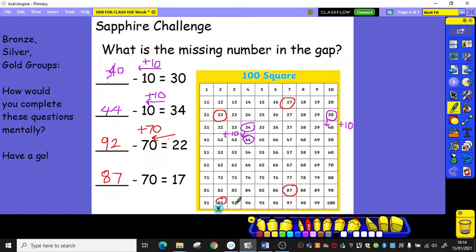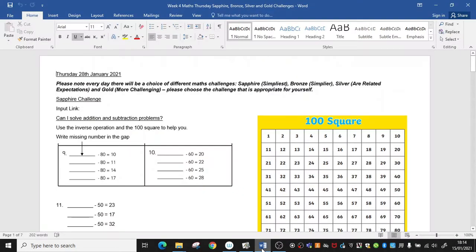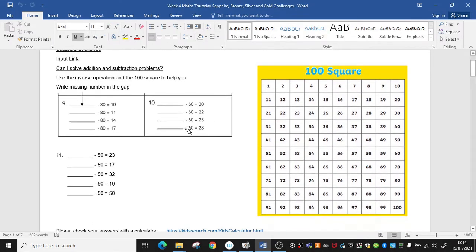So I'd like you to think today, when you start your task, please, Sapphire group, how many tens you're needing to add back on. You're needing to add on 8 tens here. For question 10, you're needing to add 6 tens back on. And for question 11, add 5 tens back on. And your starting number is always going to be the answer. Good luck, Sapphire group.